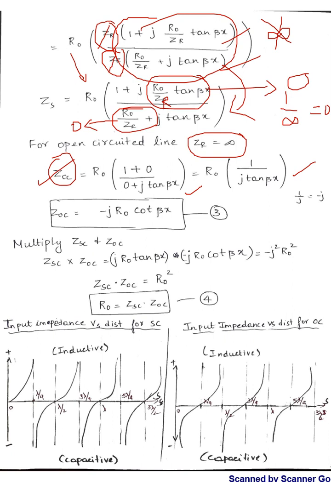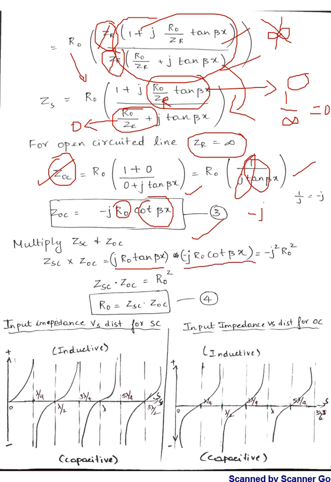So what is 1 by tan? 1 by tan is nothing but cot. So cot beta x, and I am writing this R naught as the same as in the previous equation. And after that, what is 1 by j? 1 by j I can write as minus j. So this equation ZOC is equal to minus j R naught cot beta x. So what I got for ZSC is j R naught tan beta x, and what I got for ZOC is minus j R naught cot beta x.